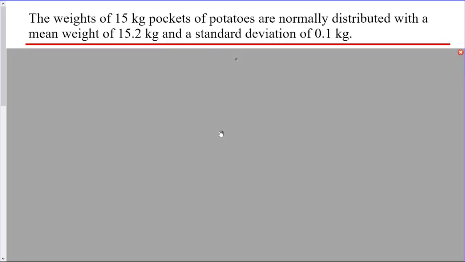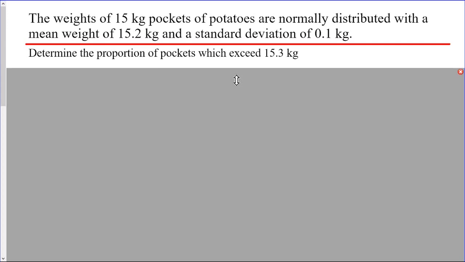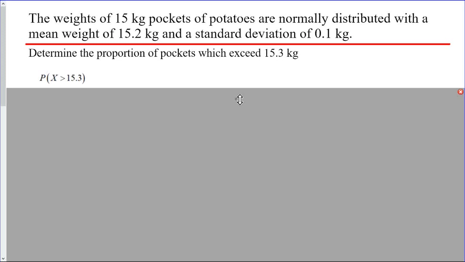Okay, so the weights of 15 kilogram pockets of potatoes that are advertised to be 15 kilograms are normally distributed with a mean weight of 15.2 kilograms and a standard deviation of 0.1 kilograms. What proportion of pockets would exceed 15.3 kilograms? In other words, what's the probability of getting a pocket of potatoes that exceeds 15.3 kilograms? So we're asking, what's the probability that X is bigger than 15.3?